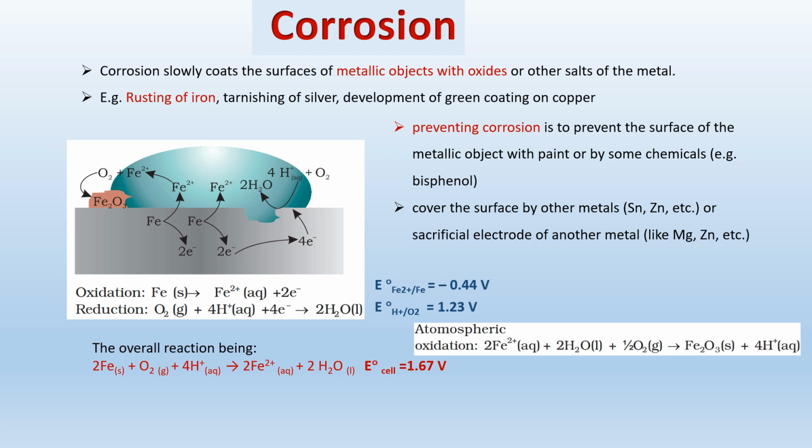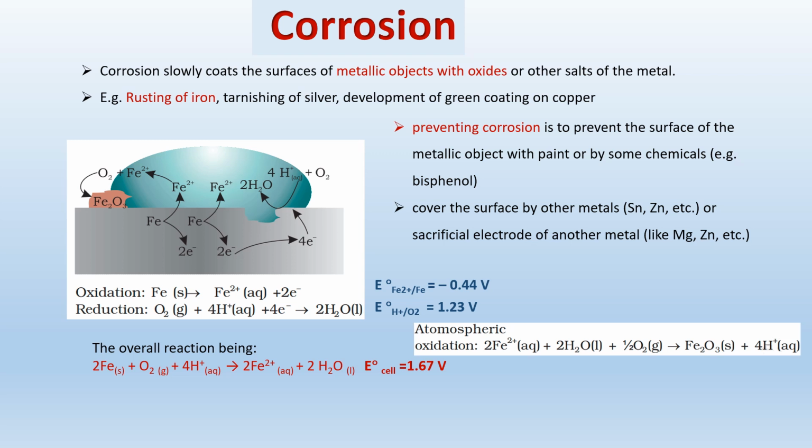How can you prevent corrosion? You can prevent corrosion by coating with some chemical like bisphenol, and you can use a sacrificial electrode. What is the sacrificial electrode? It will sacrifice itself and protect the inner metal.